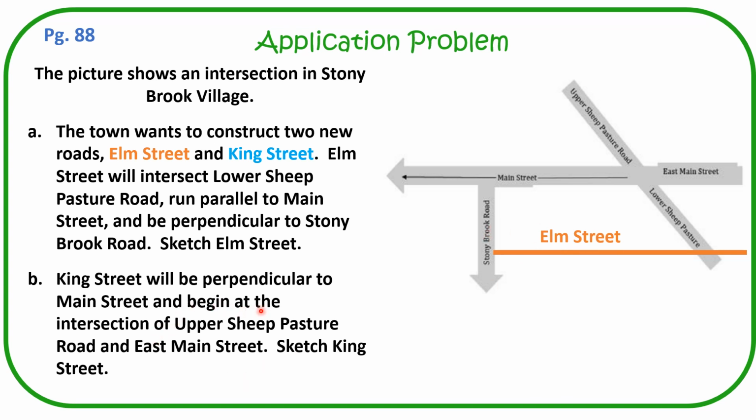King Street will begin at the intersection of Upper Sheep Pasture Road and East Main Street. Here's East Main Street and Upper Sheep Pasture Road. This is their intersection, the point at which these two roads meet. So I know that starting at this intersection and going vertically, I would place King Street there. That way, not only is it starting at that intersection, but King Street also forms a 90 degree angle with Main Street. So those two streets are perpendicular to each other.